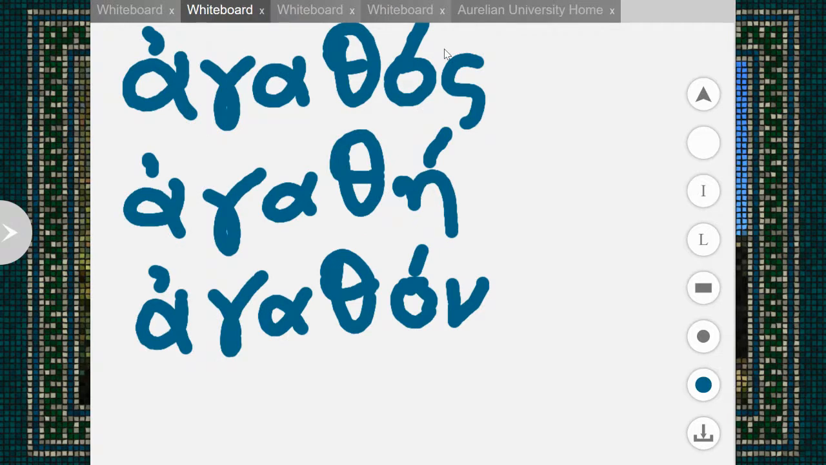Next, we're going to have a masculine and feminine and neuter form of an adjective. Okay, so this is the adjective for good. Agathos is the masculine, agathe is the feminine, and agathon is the neuter form. So if you were calling a man or masculine thing good, it would be agathos. If you're calling a woman or feminine thing good, it would be agathe. And then if you're calling a child or a neuter thing good, it would be agathon.